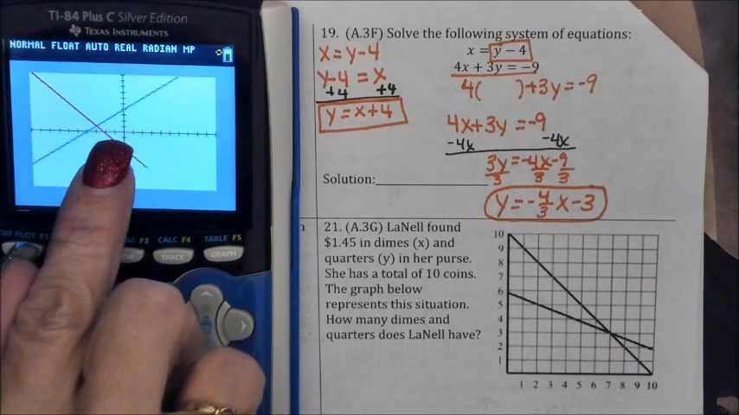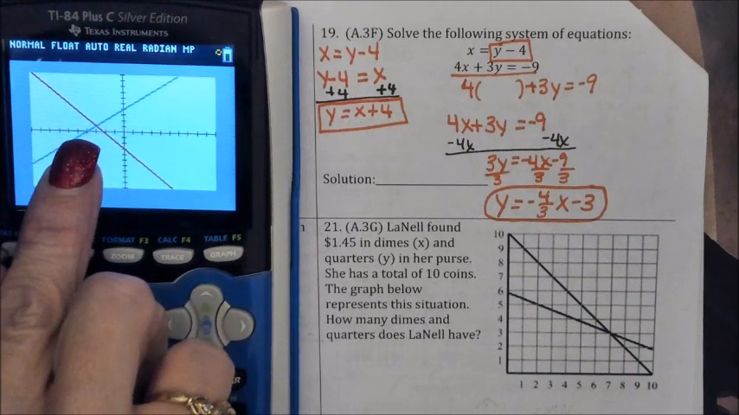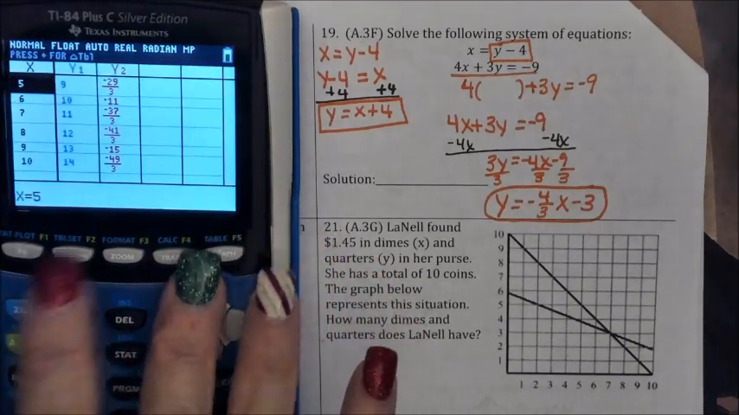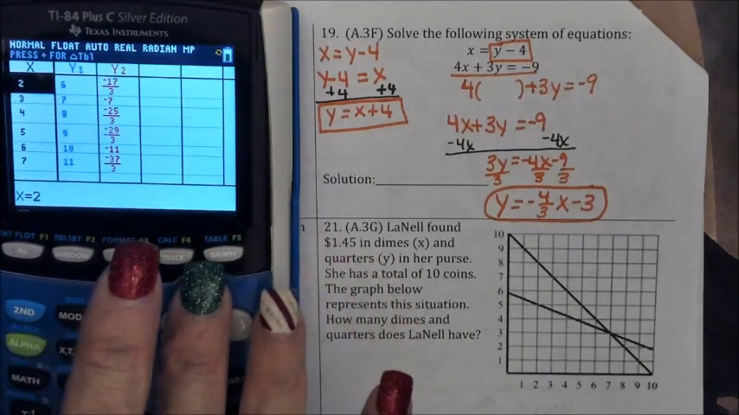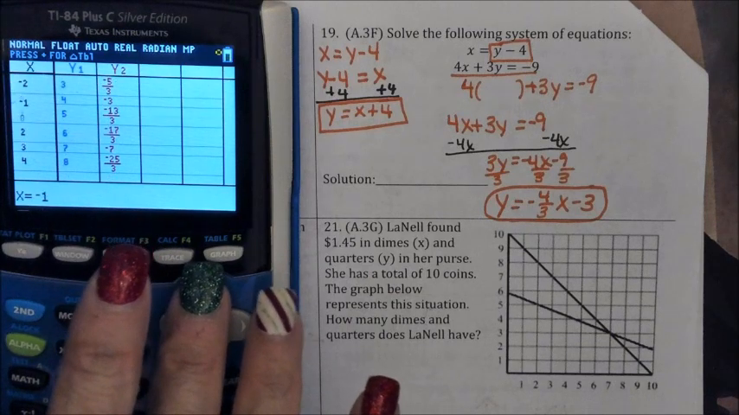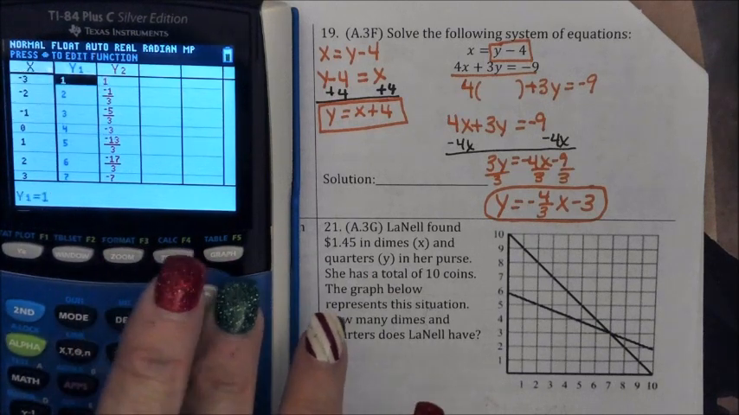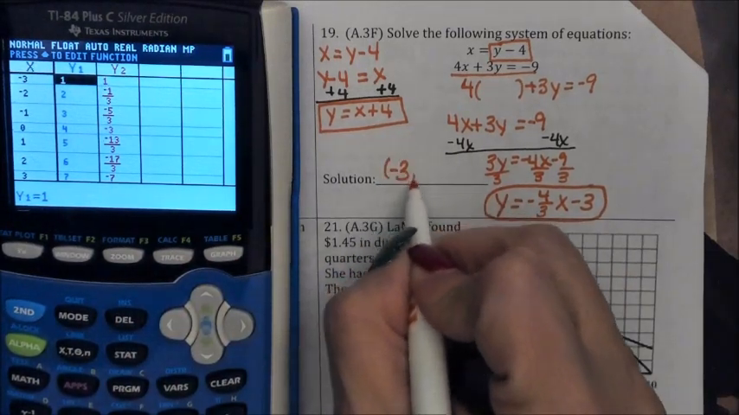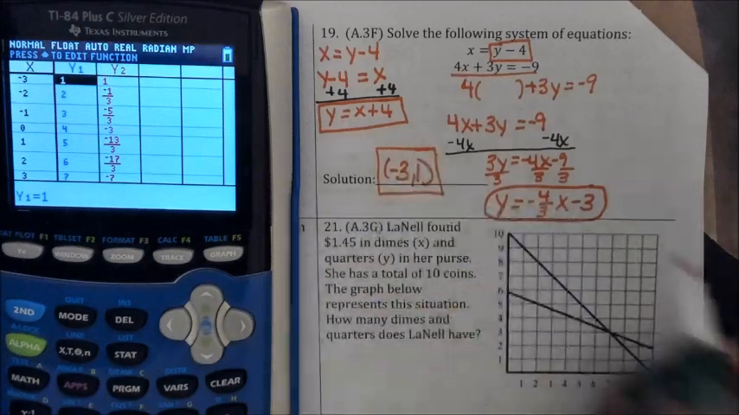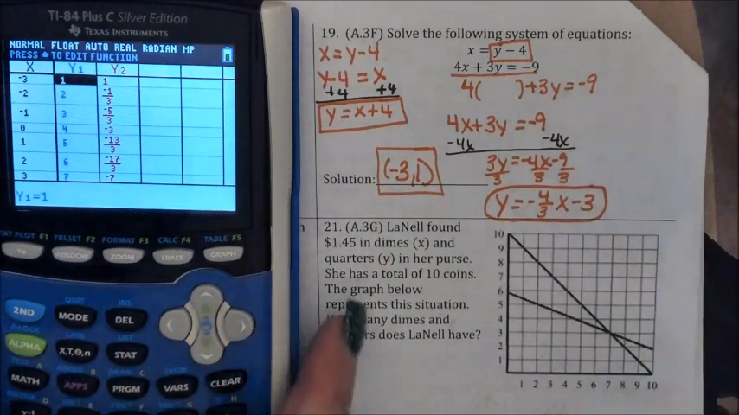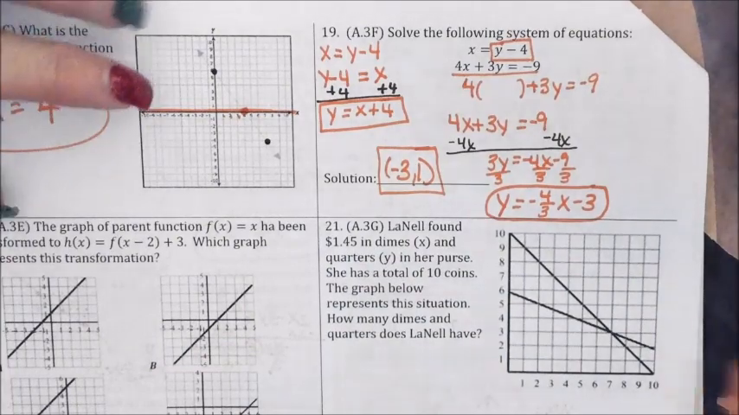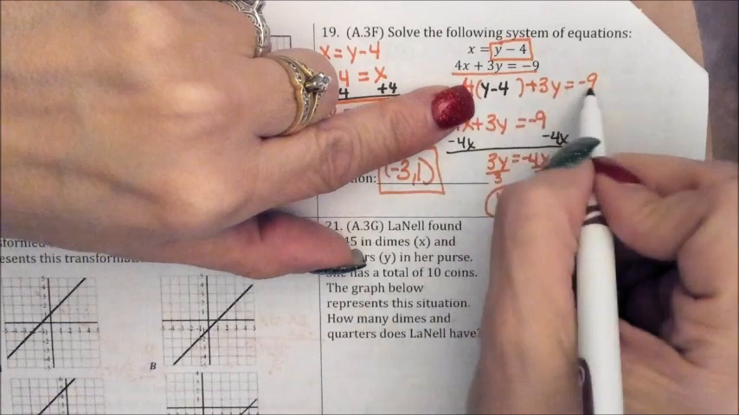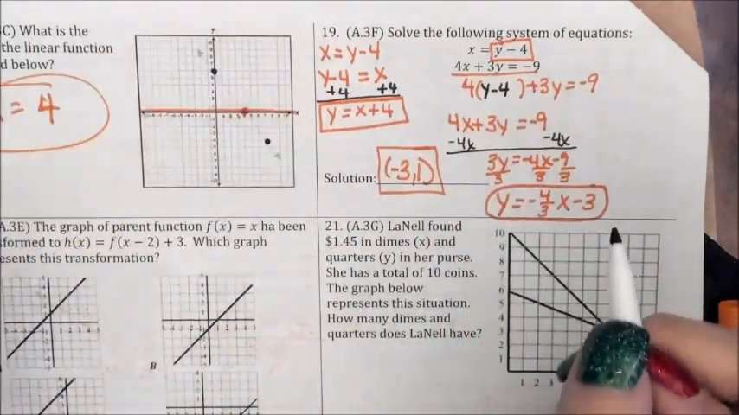Oh, yeah, it looks like 1, 2, 3. Looks like negative 3, 1. Second table, let's look. Let's go up to negative 3. Oh, there it is, negative 3, 1. All right, so those of you that like to graph, negative 3, 1. Those of you that were using substitution, hopefully you got negative 3, 1 as well. Remember, those of you doing substitution, right here I was going to put y minus 4. I would solve that for y, and I should get 1.